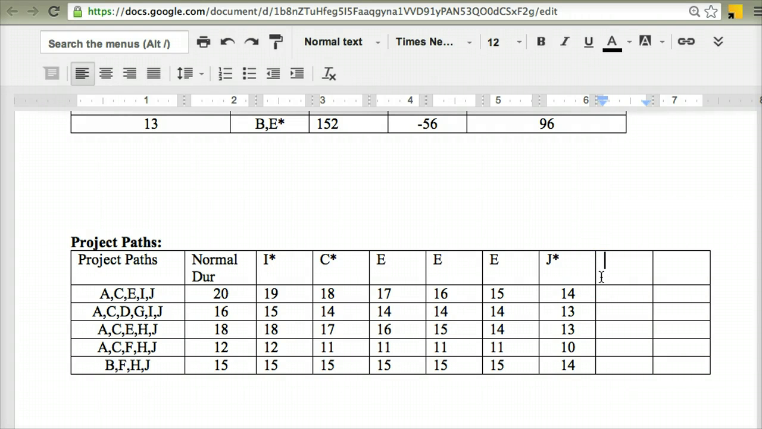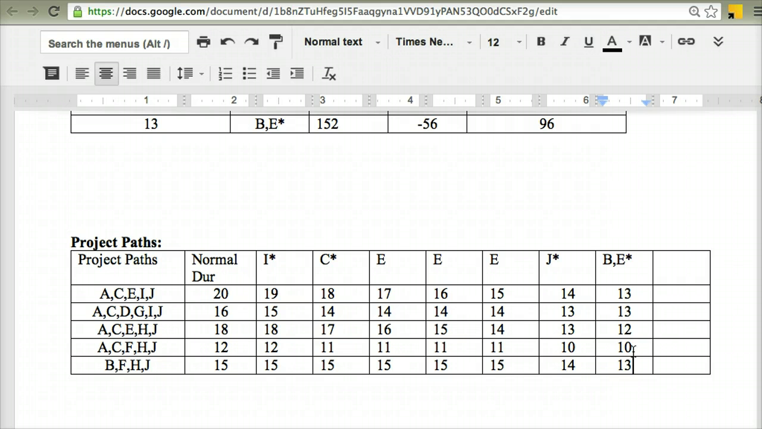So keeping track of my paths, B was crashed and E was also crashed at the same time. E is on this path, so that goes from 14 down to 13. Neither E nor B is on this second path, so that stays at 13. E is on this third path, so that goes from 13 down to 12. Neither E nor B is on this fourth path, so that stays at 10. B is on this last path, so that goes from 14 down to 13. So again, I've achieved what I set out to achieve by crashing those two activities.